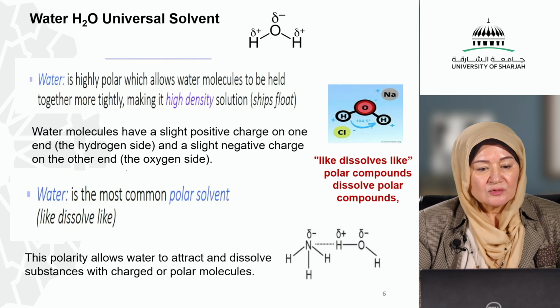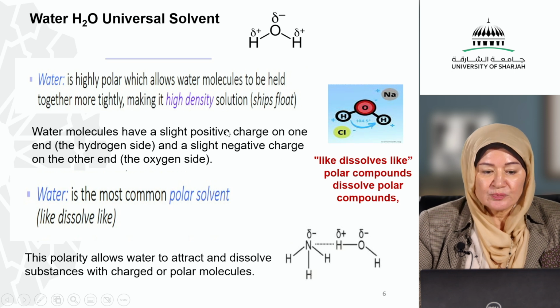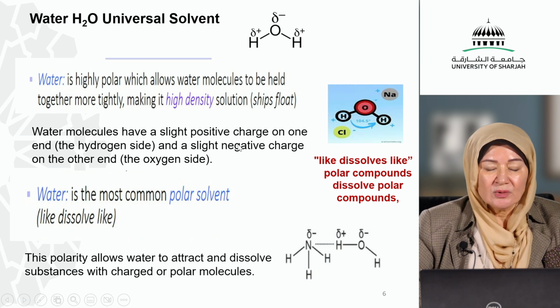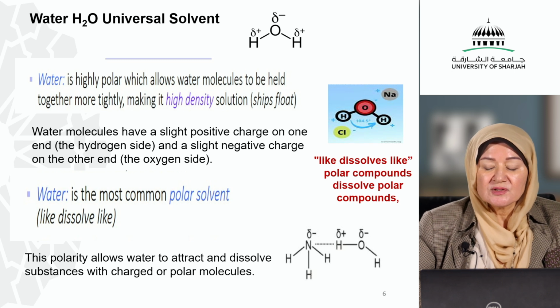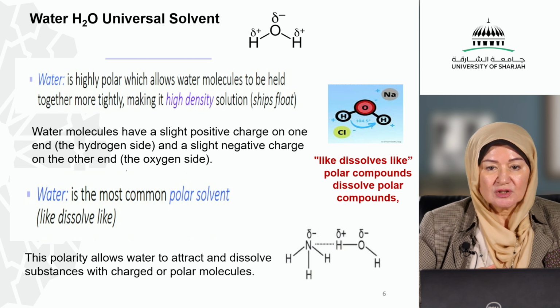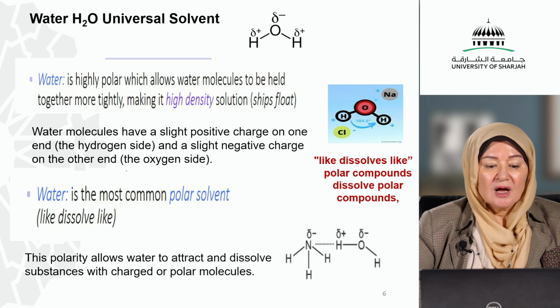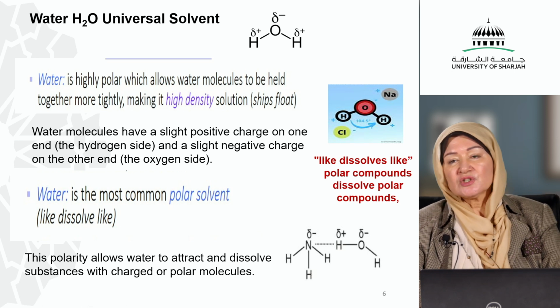What about the solvent, water, which is considered to be the universal solvent, H2O? Water is highly polar, which allows water molecules to be held together more tightly, making it a high density solution. Because of this, ships float on the water. It has a surface tension on water. Water molecules have a slight positive charge on one end, the hydrogen side, and a slight negative charge on the other end, which is the oxygen side.